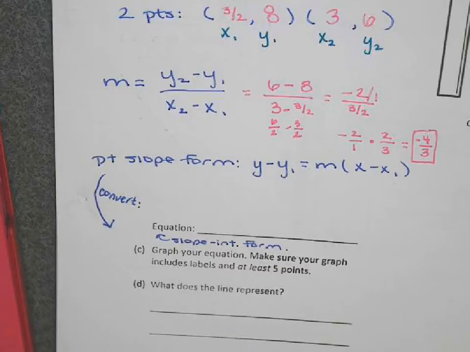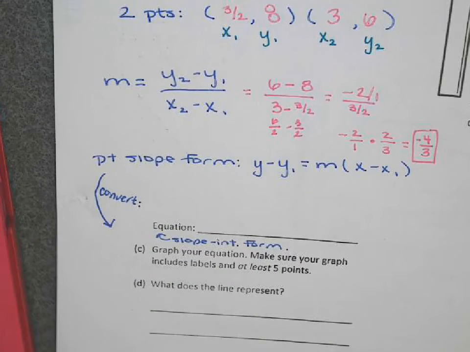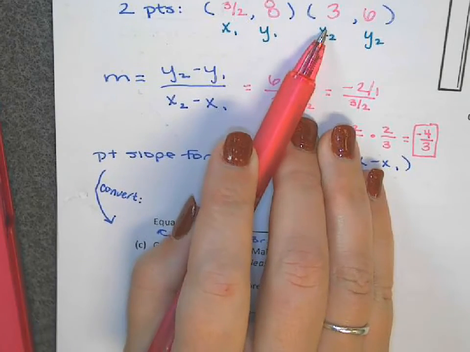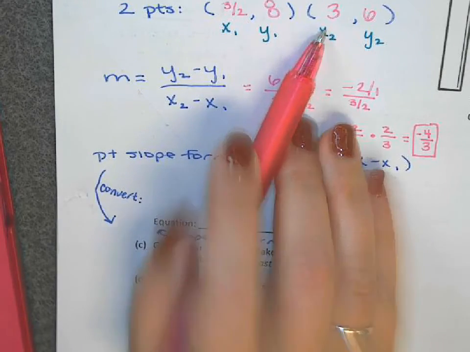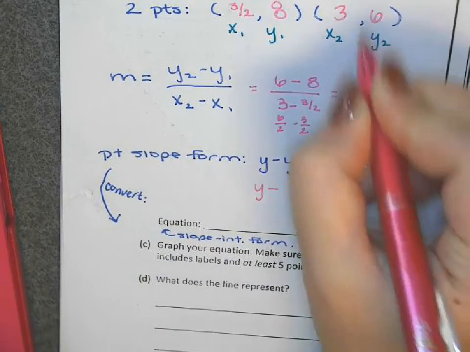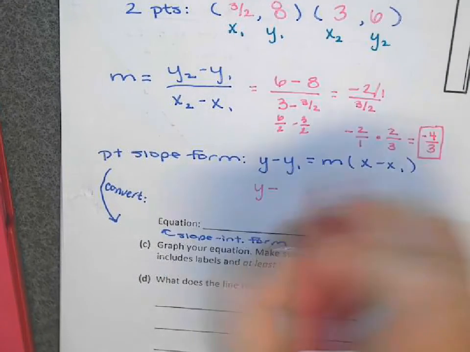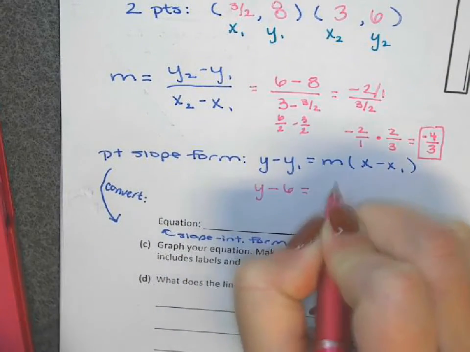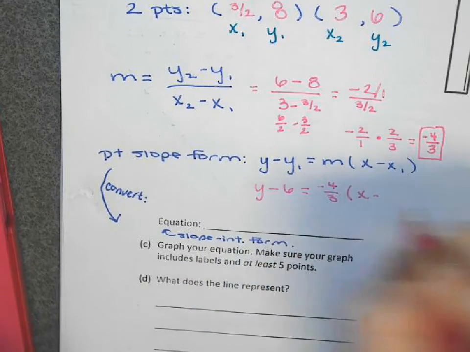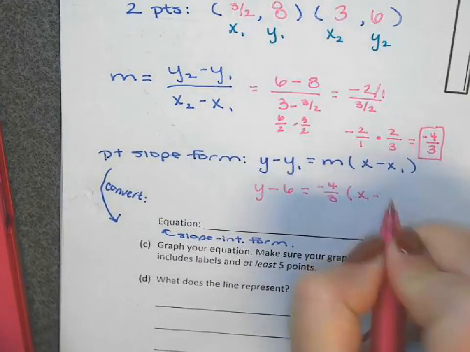Okay. All right, so then we write it in point slope form. Which point do you want to use? You want to use the point with the fraction or the 3, 6 point? I would recommend the 3, 6 point. Okay, so y minus your y1 would be just the y of that point, so 6, equals the m was negative 4/3. X minus, your x of that point was 3.